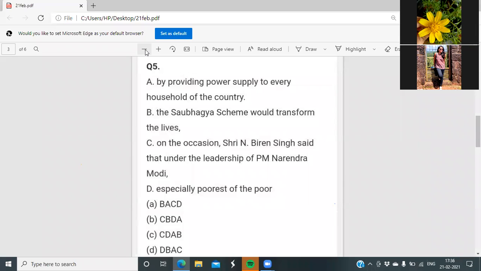See in option C. On the occasion, the correct statement. So C is definitely the opening statement. The second they have mentioned is D, especially poorest of the poor. See, you just read option C. On the occasion, Shri N. Biren Singh said that under the leadership of PM Narendra Modi, especially the poorest of the poor, by providing. This is not going well between option C and option A. You're getting it? That's the reason this won't be a correct statement.